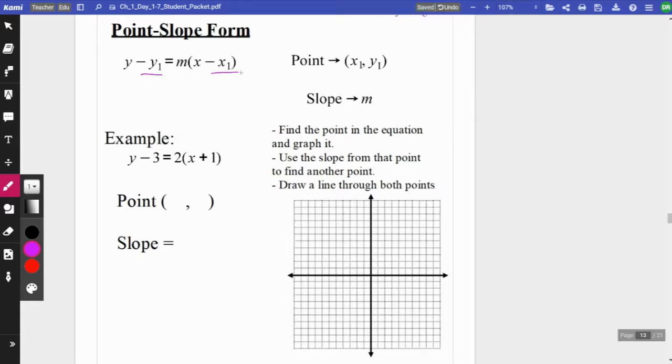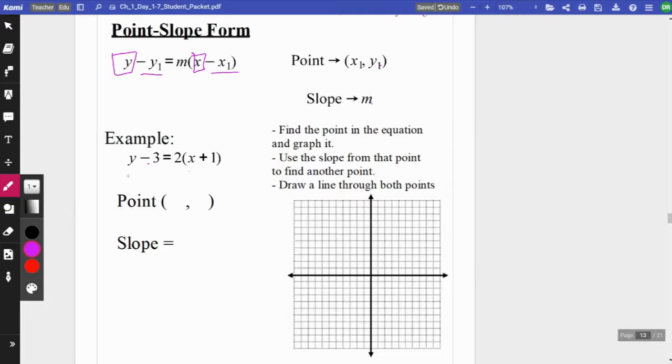Those represent a point. The y and the x are just regular. They have to be in the equation for it to be the equation of a line. Just like in standard form, or in the previous ones, we had a y and an x, and in slope-intercept form we had a y and an x. And so our point is x1, y1, and our slope is m. So if we had this example here, it is in point slope.